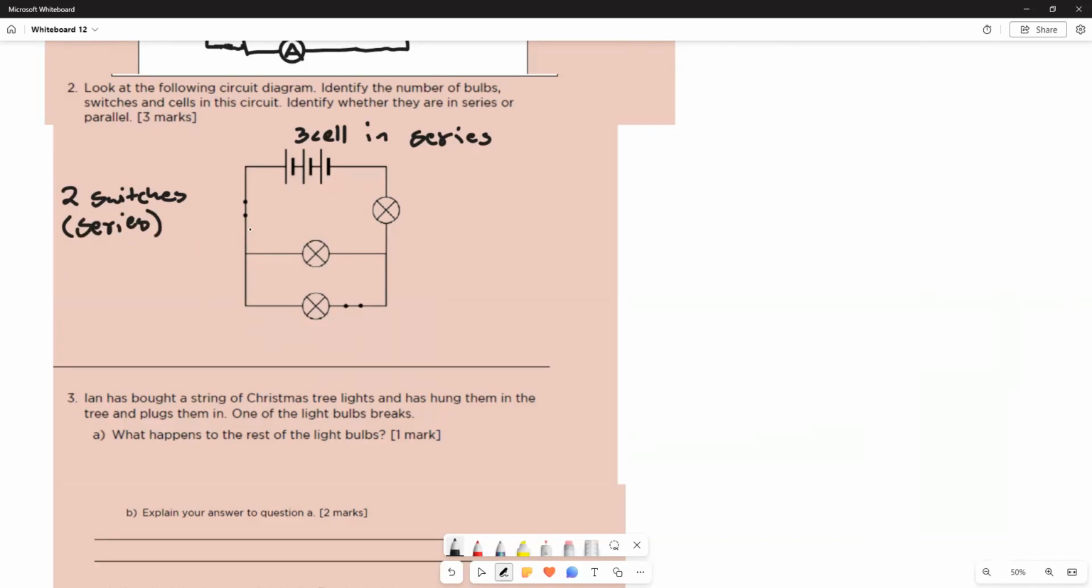And then if you check here, there are 2 bulbs in parallel. These 2 are in parallel and 1 in series. So there are 3 bulbs in total and 2 in parallel.